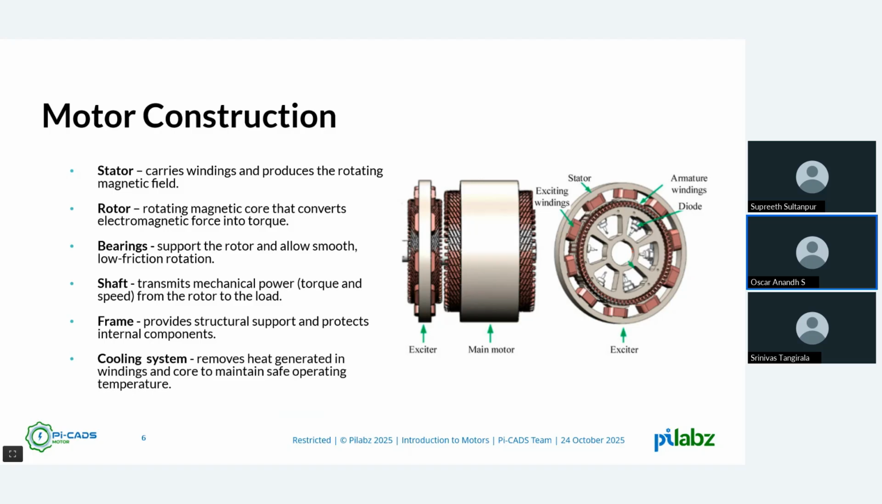The stator makes the rotor rotate, but how can we take the rotational motion from the rotor? For that we are using this shaft, and the frame, which is used to protect all those parts. As I said, the cooling system is the main thing, which removes heat generated in the winding and the core to maintain safe operation. Okay, then let us see what the types of motors are.